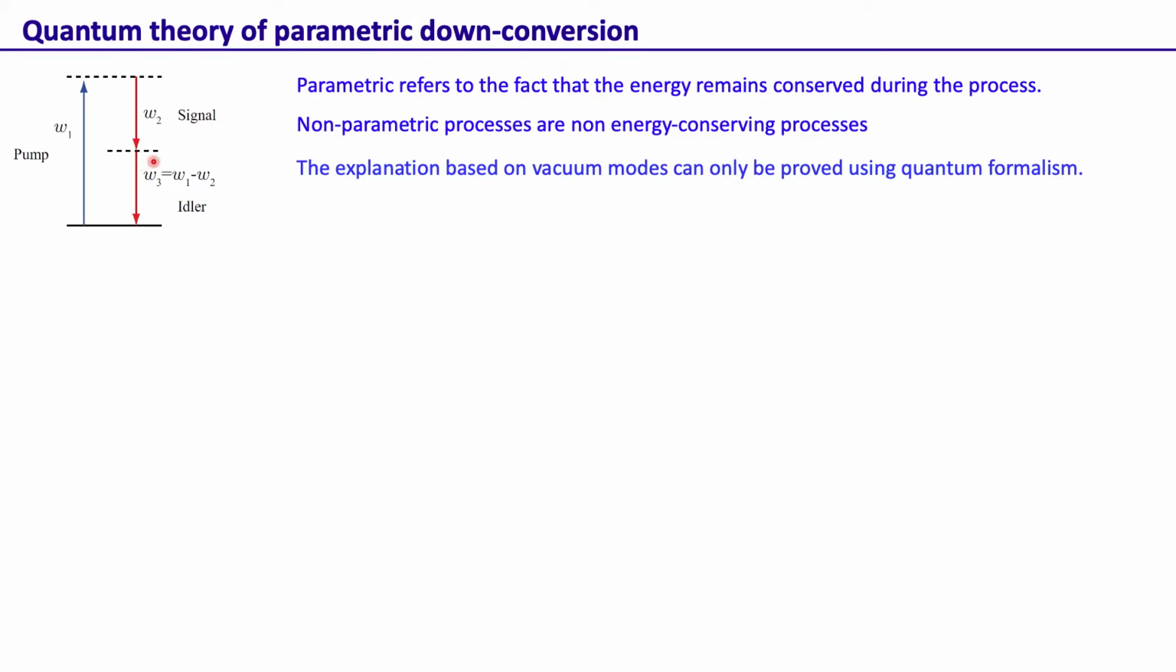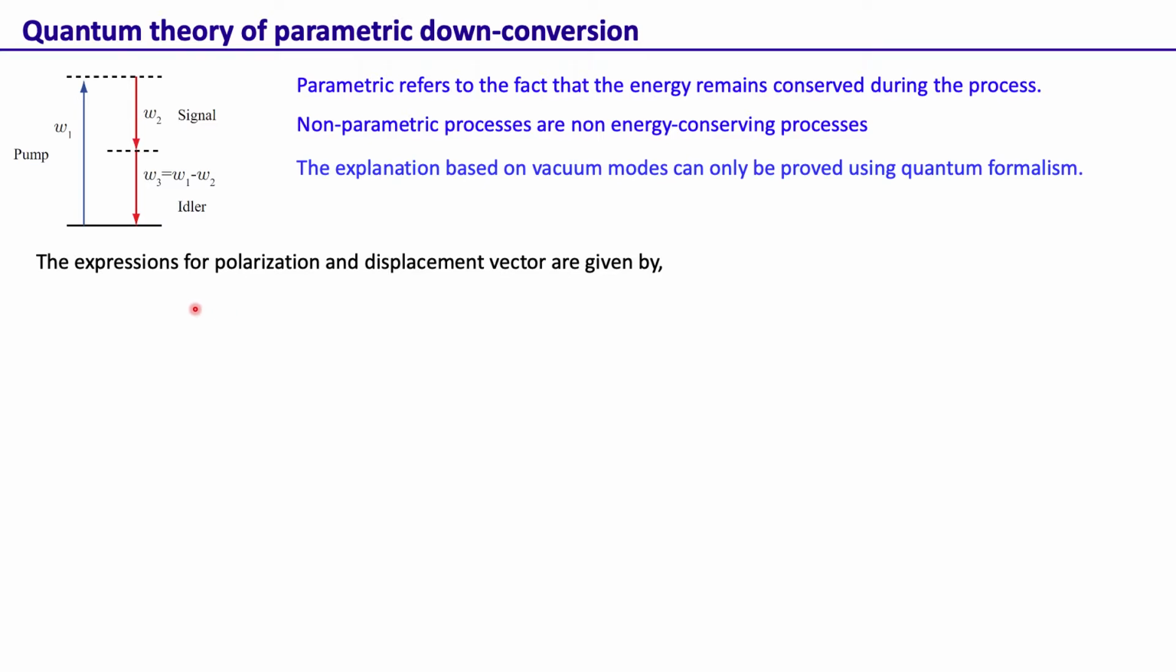So again, let me just quickly mention here that in this process, since this is stimulated by vacuum, one can have any omega 2 generated, and of course any omega 3 value. The only constraint is that omega 2 plus omega 3 has to be equal to omega 1. So now let's derive the state that gets produced.